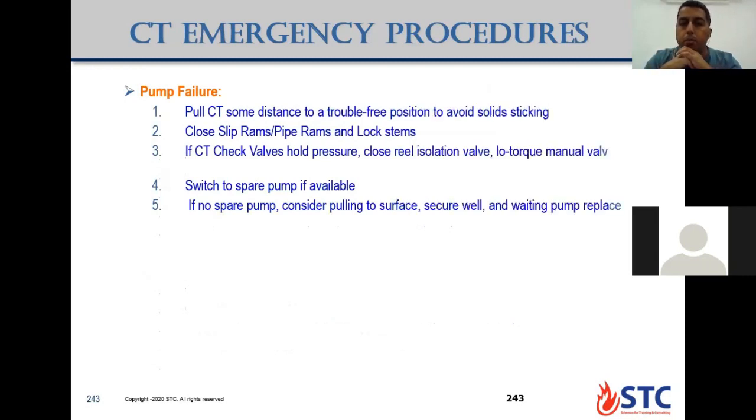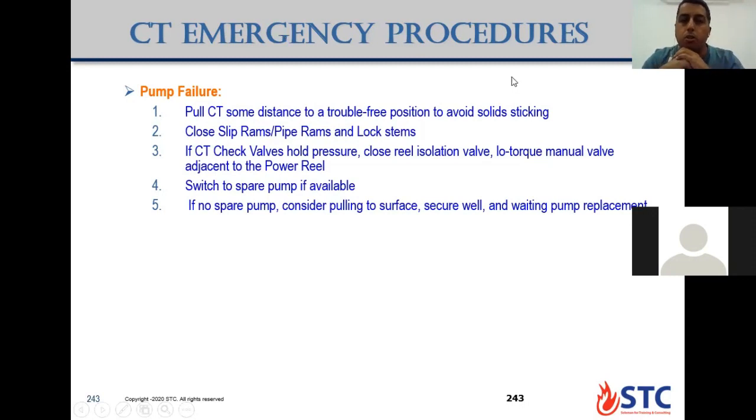Another coiled tubing emergency procedure: pump failure. You have total pump failure. Usually you need to have twin pumps on the location, one as backup to the running or primary one, so as not to lose time during the operation.